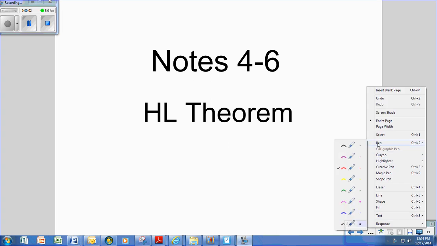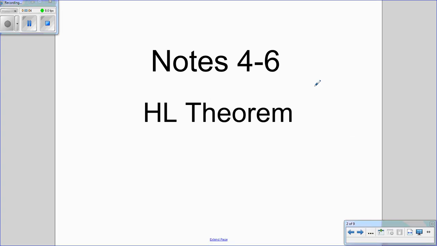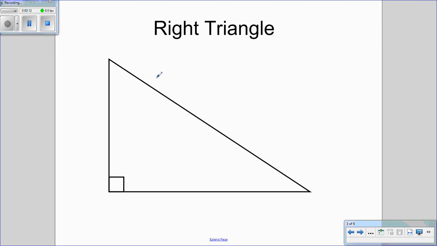Okay, today we're going to discuss something called the HL theorem, which stands for the hypotenuse leg theorem. So first let's review the parts of a right triangle.